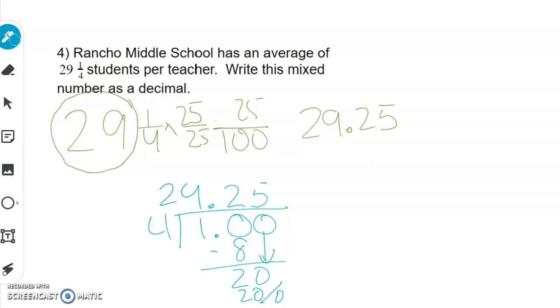Adding my whole number back to the front, I would have again 29.25.